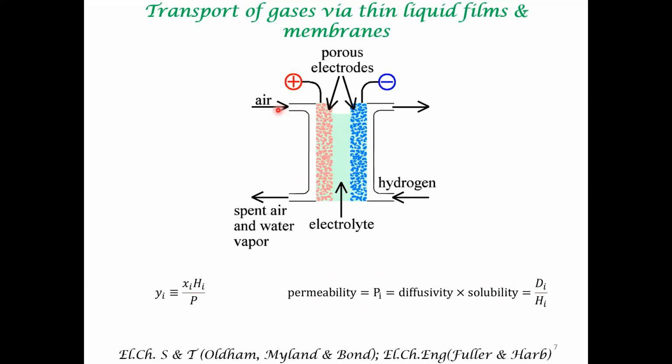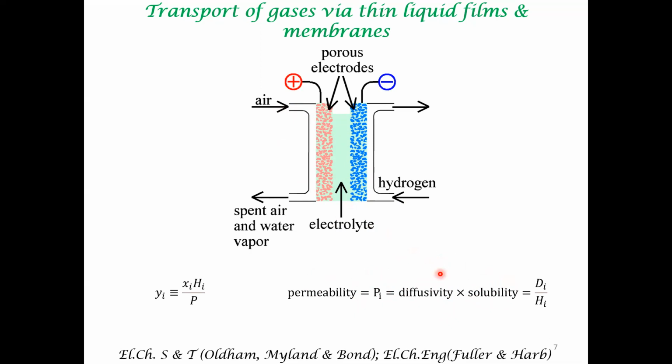Okay, first the oxygen, for example, has to get dissolved in the membrane of interest. So that depends upon the solubility coefficient, and once they are dissolved, they get transported by molecular diffusion. So that depends upon diffusivity. So there are two ways to suppress transport of gases across the membrane.